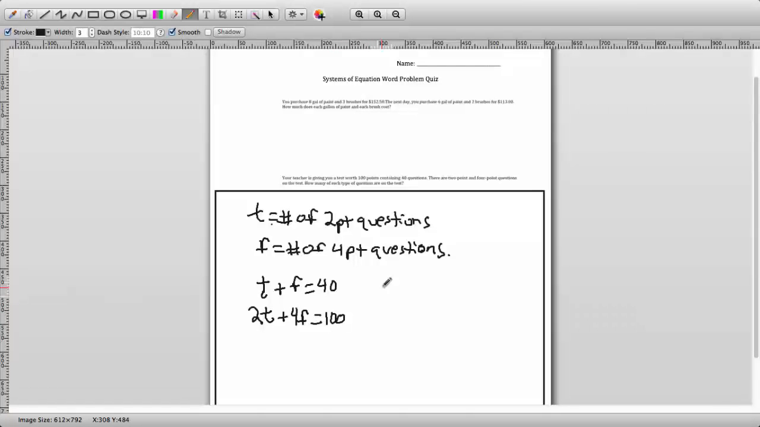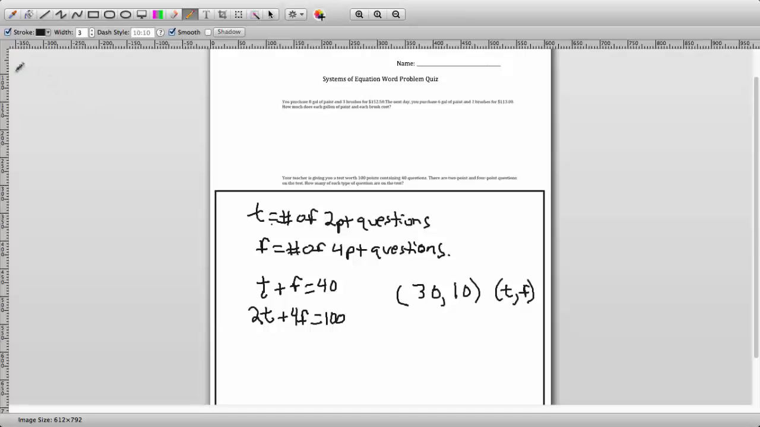Alright, now we're prepared to enter this into the calculator. We solve the system. And we see that 30, 10 is the solution. And in this case, I have defined this to be T first in this ordered pair.